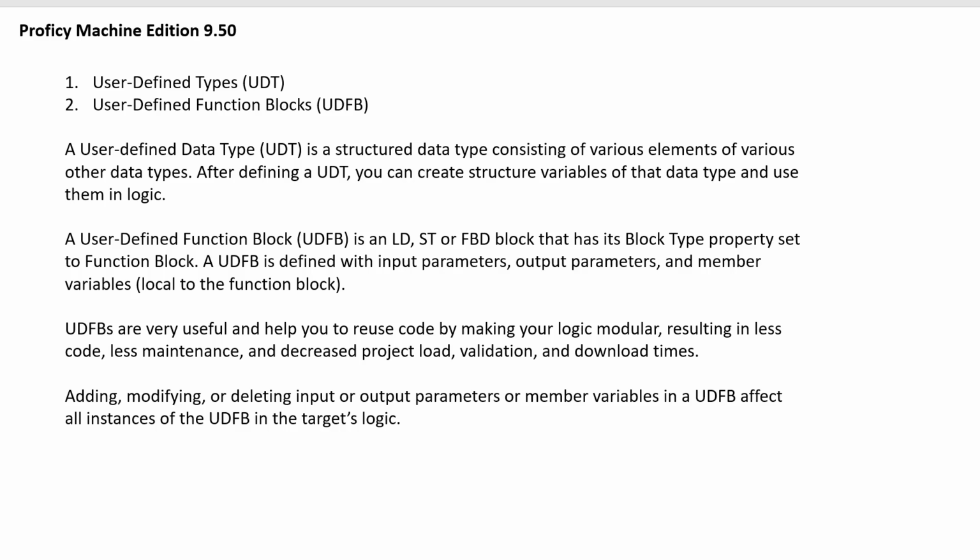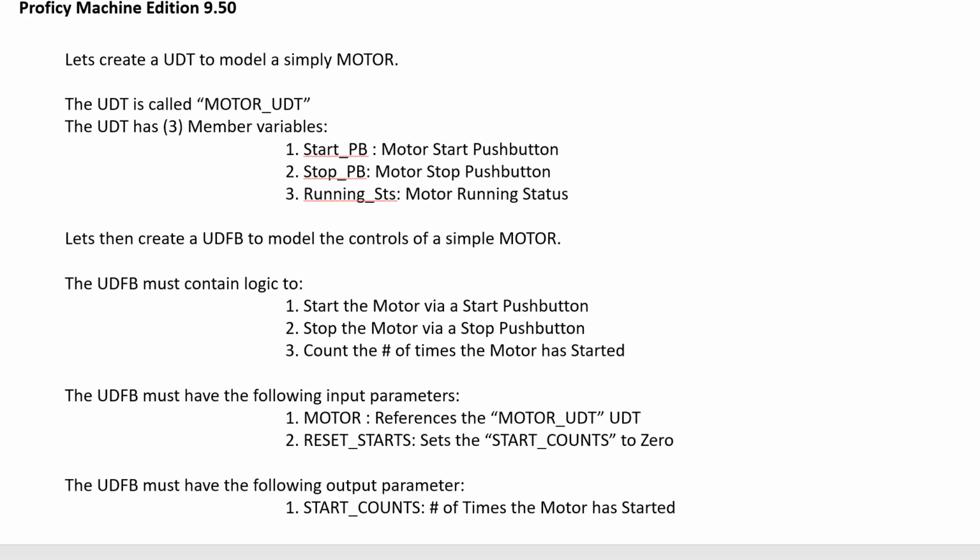Now, I've said a lot, and we're going to be using UDTs and UDFBs in this video. Specifically, we're going to be doing this through a little exercise. What we're going to be doing is we're going to create a UDT to model just a very simple motor, and we're going to call that UDT motor underscore UDT, just for simplicity.